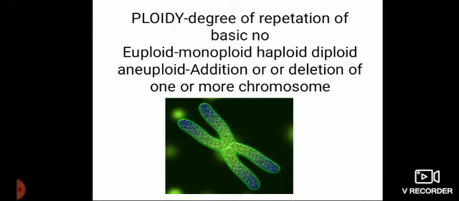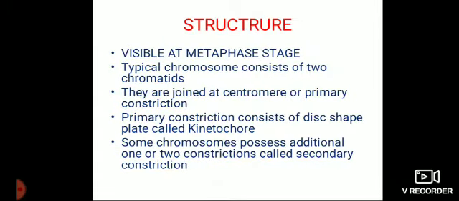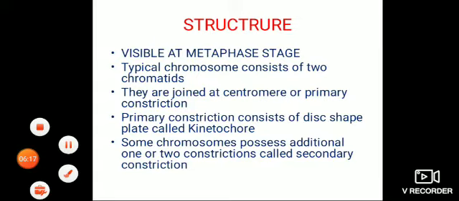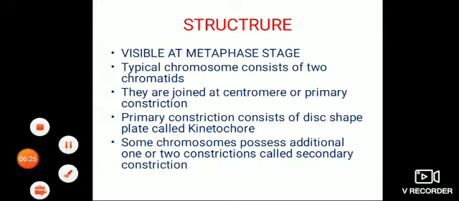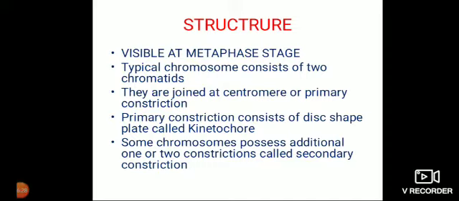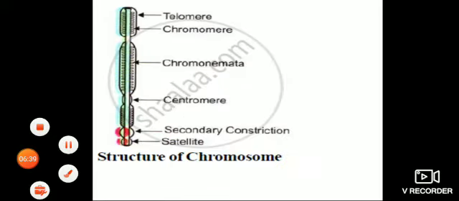The green structure shows here the chromosomes, and the bodies are called the sister chromatids. Chromosome is made up of the chromatids. Sister chromatids above, sister chromatids below. Chromosomes are visible at metaphase stage. Typical chromosome consists of two chromatids. They are joined at the centromere at the primary constriction. Primary constriction consists of a disc-shaped plate called kinetochore. Some chromosomes possess additional one or two constrictions called secondary constrictions. So they are called satellite chromosomes.